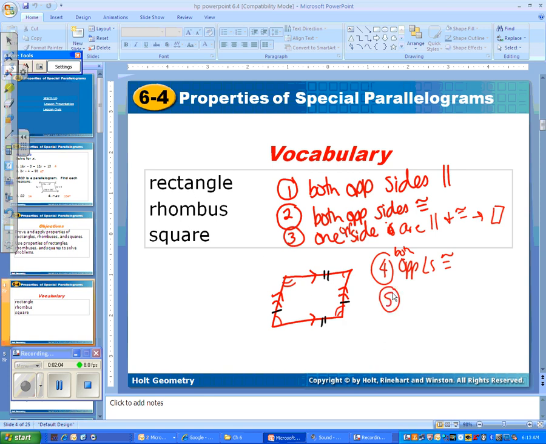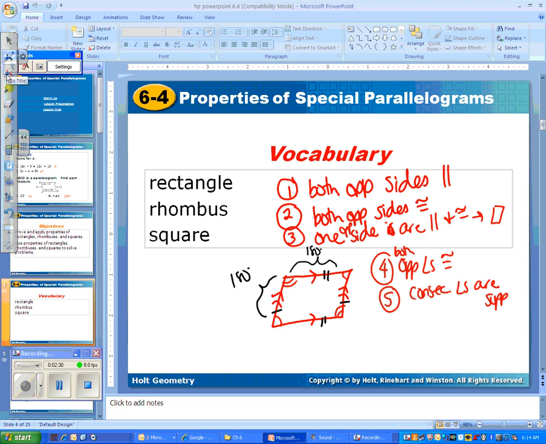We also know that consecutive angles are supplementary. So if I add up this angle and this angle, they're consecutive because they're right next to each other, and they're going to equal 180 degrees. And the same thing over here. This angle and this angle are consecutive, so if you add them up, it'd be 180 degrees. And same for this angle, and same for this angle.